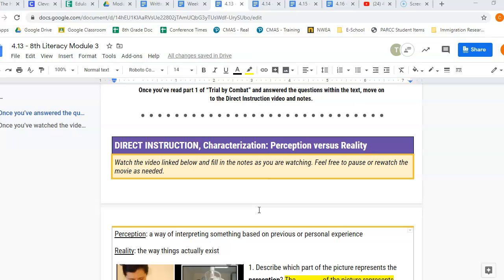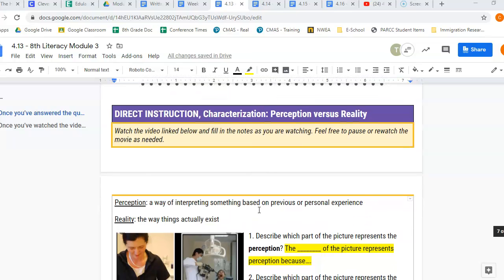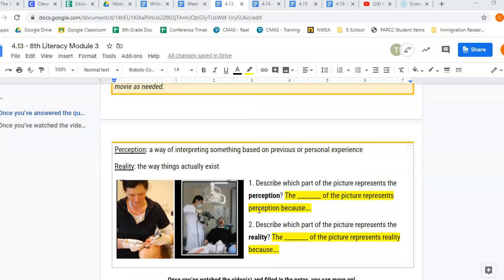Okay, so perception and reality are as important to the story as I said, and in order to model that, I pulled this picture from the internet. There's two pictures here. What I want you to do is first take a look at the left side of the picture. This is a picture of an individual at the dentist, sometimes a place that creates anxiety for people. And on the right side, another picture of someone at the dentist. So take a look at both of those.